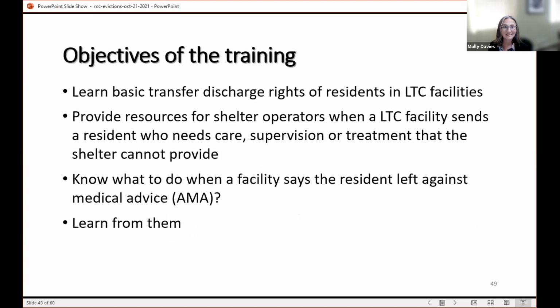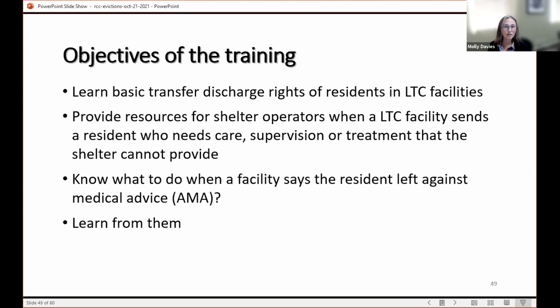Next slide, please. So what was the purpose of the training? We really wanted to train them on basic transfer discharge rights of residents in long-term care facilities so that they had a really broad understanding of what those rights are. So the training is pretty specific, and for the skilled nursing side, it would apply to all states, but for the residential care community side, that's going to be California specific. But we really wanted them to have an overview of and to know that these clients they were receiving actually had a lot of rights.